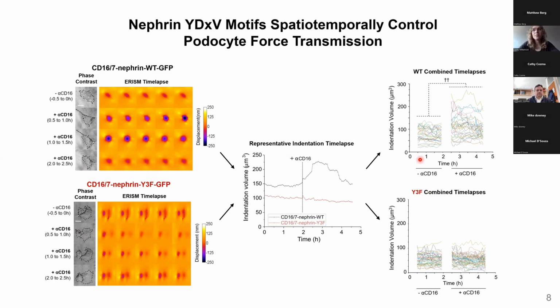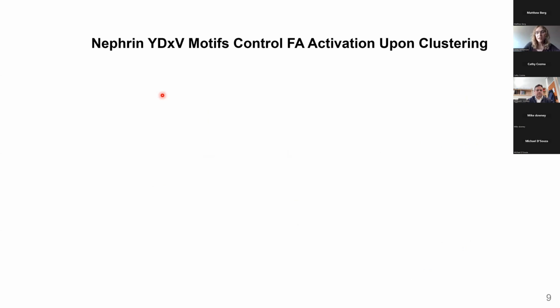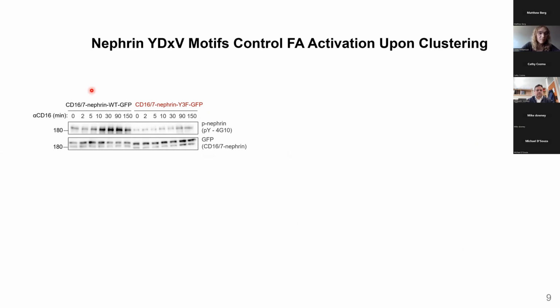Now, in a previous paper, what they found was that these pulling forces actually co-localize with focal adhesions. And we also know that nephrin might be able to signal to focal adhesions through certain adapters like NCK. So we want to actually look at the focal adhesions as well to see if some of this force transmission occurred through focal adhesions.